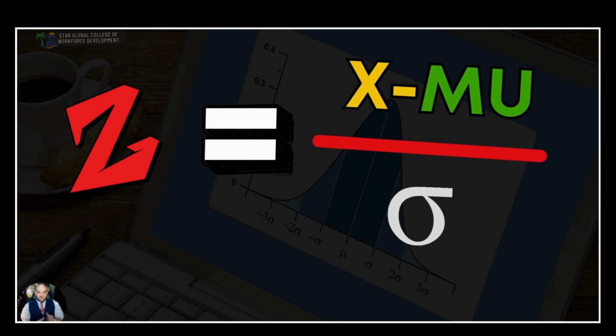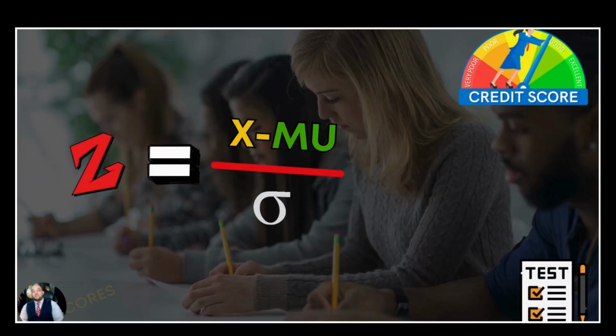Now we get on to the Z-score area, right? Z equals X minus mu divided by sigma. Z-scores help us understand data at a glance, right? If we look at our credit score, it's standardized. If you look at a test, it's a standardized test. That standardization is essentially bringing the raw data that you're collecting to a standard scale so you can understand where your performance is at.